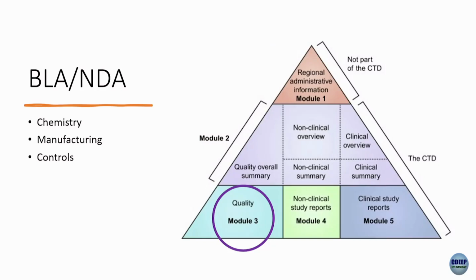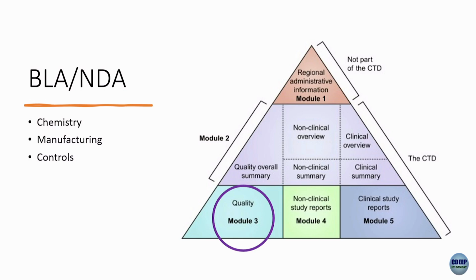The BLA, which is the final submission of the application, is the biological license application, and for a small molecule it is the new drug application. It has what is called the chemistry manufacturing control section. So the entire process development and manufacturing that you do in your drug development process is submitted in what is called module 3 of the BLA. So it is the third section of this submission.